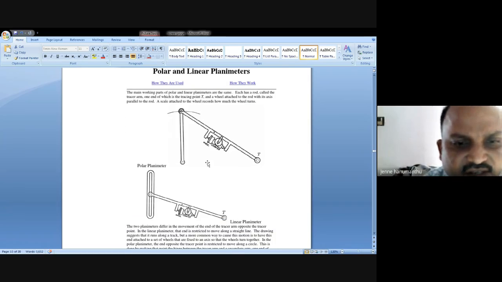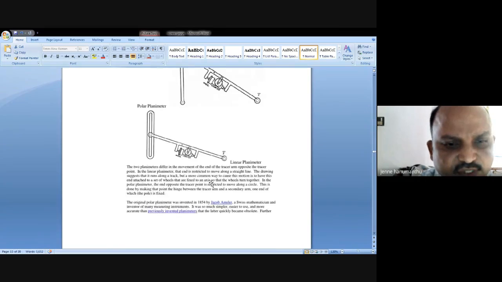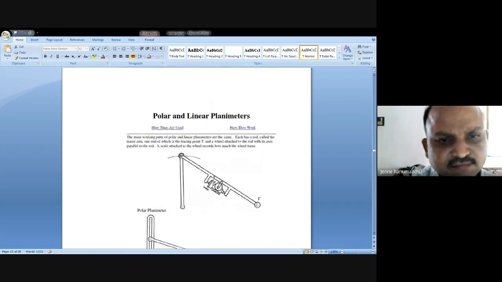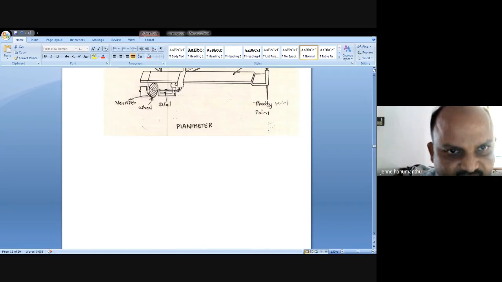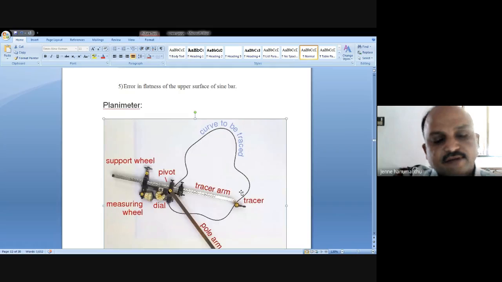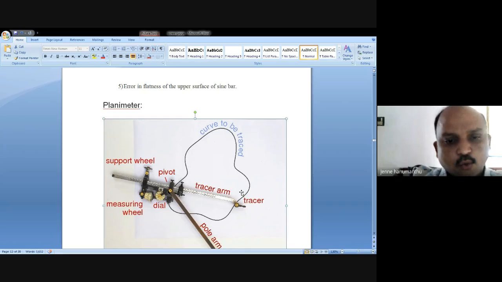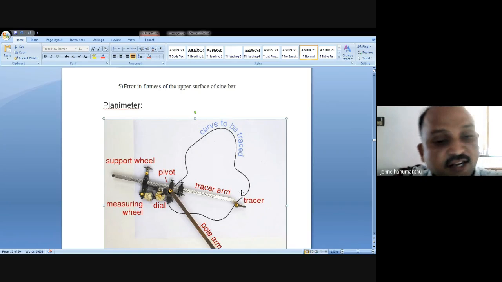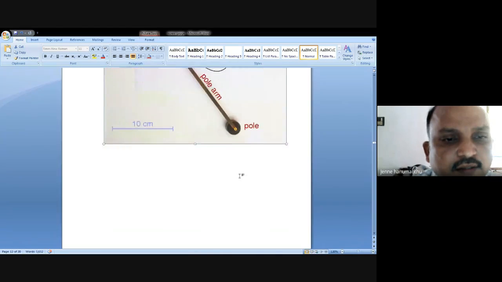Yes, the same diagram shows the explanation for this mechanical planimeter. The planimeter simply measures the area of the unknown of irregular shapes.